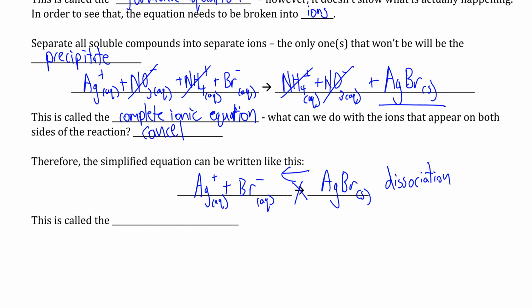And because we've eliminated the ions that appear on both sides of the complete ionic equation, this is what we call the net ionic equation, because it only shows the ions which come together or separate from each other with respect to the precipitate compound that doesn't dissolve completely.